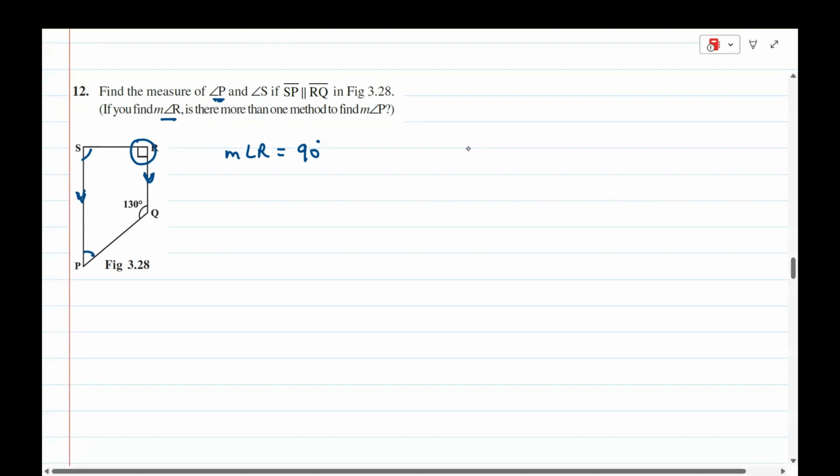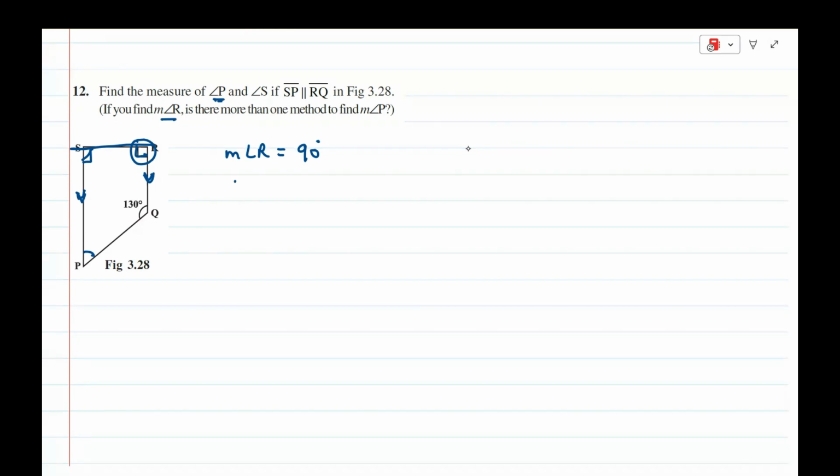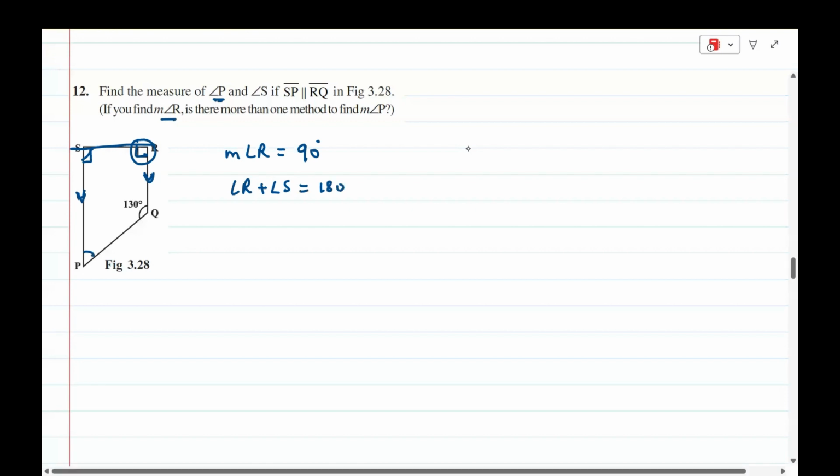These two lines are parallel. It means this is transversal. So this angle and this angle, the sum is going to be 180 degree. The same property as in the previous question. So angle R and angle S is 180 degree. I know this is 90. Angle S I need to calculate. So angle S is how much? 180 degree minus 90. And this is 90 degree.